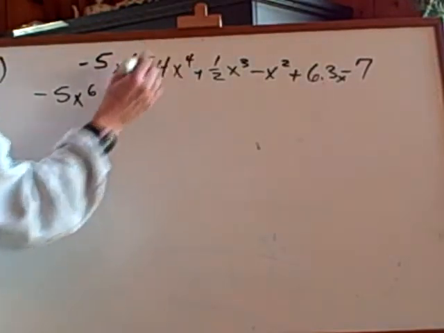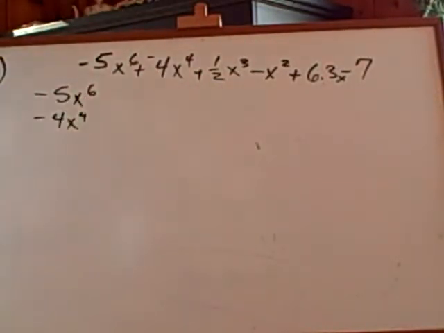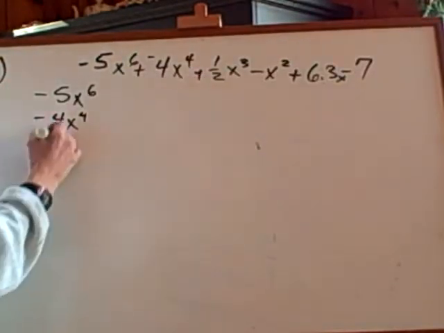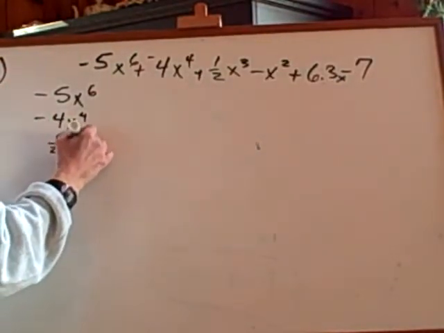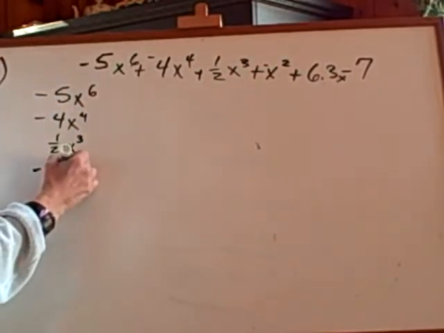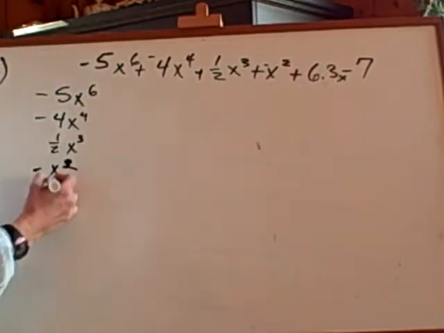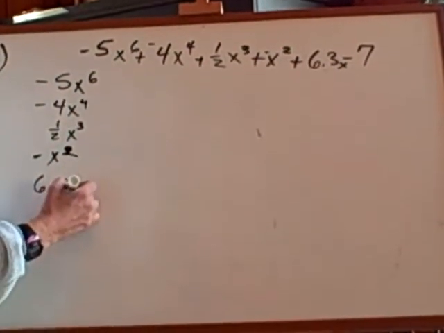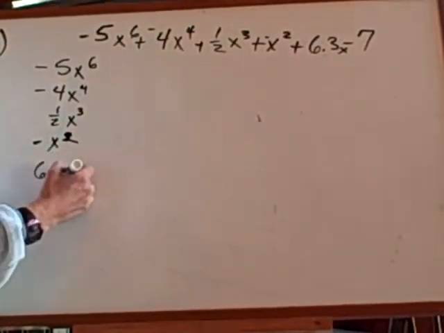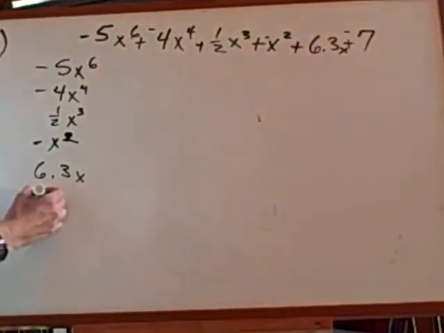Like this would be adding the opposite. So my term would actually be negative 4x to the 4th, all right? My next term would be 1/2 x cubed. This is adding the opposite, so negative x squared. 6.3x is a term, and then adding the opposite here gives me a negative 7.